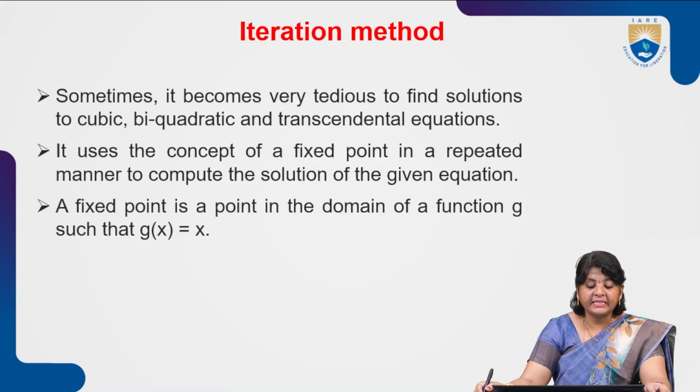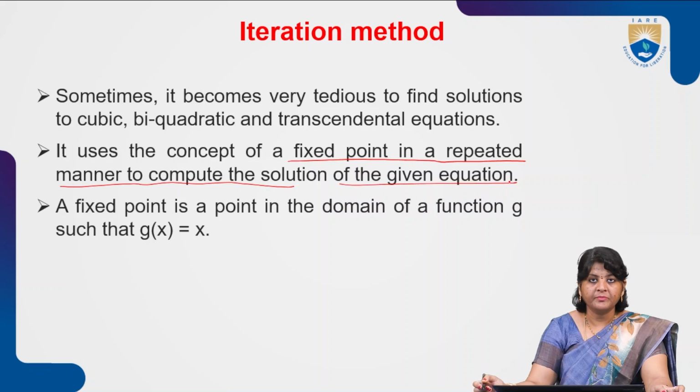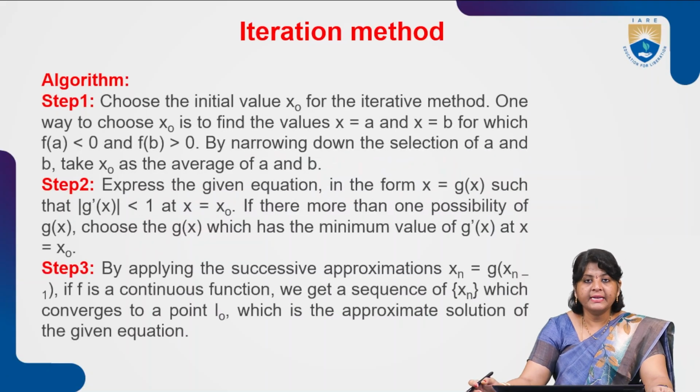Here the iteration method uses a fixed point in a repeated manner to compute the solution of the given equation. A fixed point is a point in the domain of the function g such that g of x is equal to x. And here is an algorithm for the iteration method, showing how you need to find the root value for the given polynomial equation.